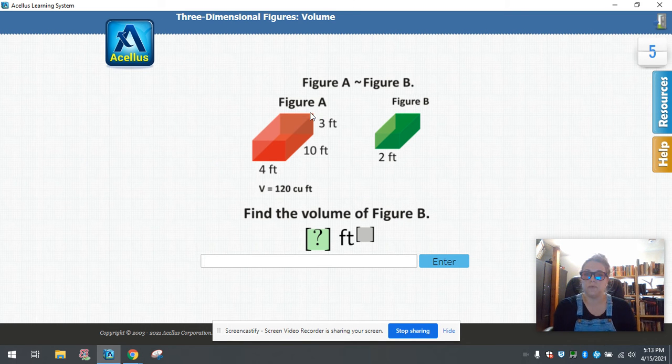You're given one figure and then a smaller figure. These are both three-dimensional, or 3D. So what you need to do is find the ratio of the side lengths that you know. On this one, we're only given this 2-foot side length, and we know that the corresponding side length here is 4 feet. Okay, so let's set up that ratio.